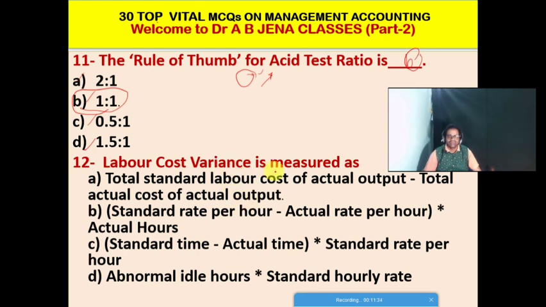Next MCQ: the labor cost variance is measured as what? A is the total standard labor cost of actual output minus total actual cost of actual output. B is the standard rate per hour minus actual rate per hour into actual hours. C is standard time minus actual time into standard rate per hour. D is the abnormal idle hours into standard hourly rate. Friends, A is the right option. Labor cost variance is calculated as total standard labor cost for actual output minus total actual cost of actual output.